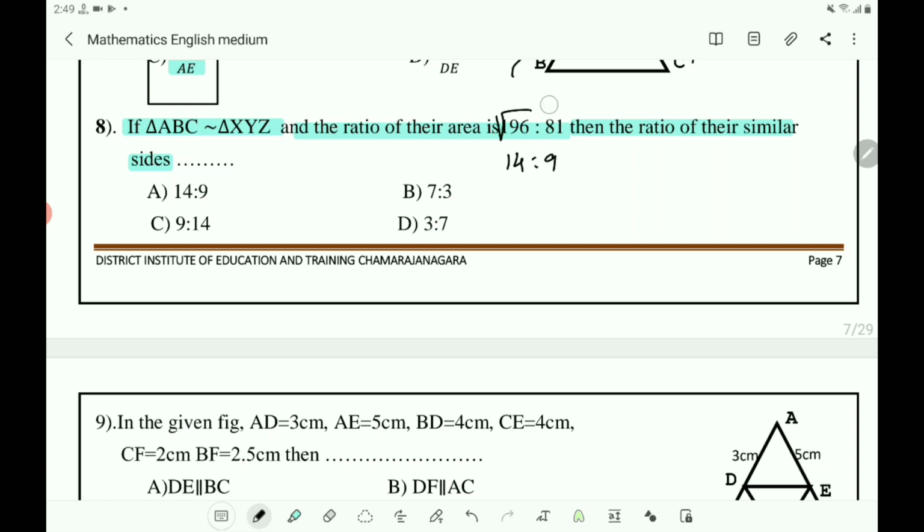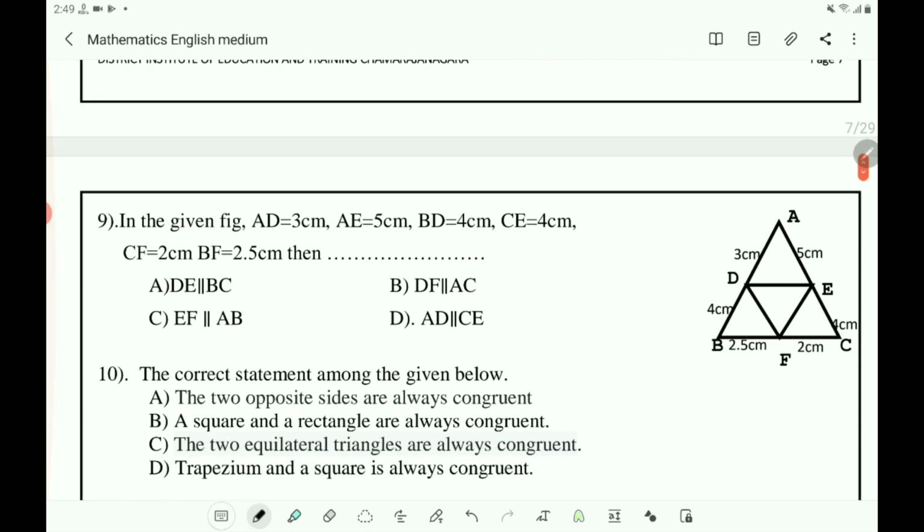So memorize all the squares and square roots. So here what is the answer? 14 is to 9. Option A is the answer. Note down the answer, option A. Then you take question number 9.